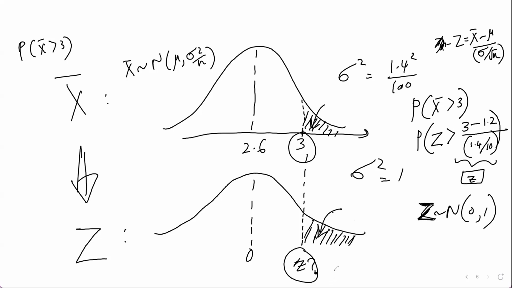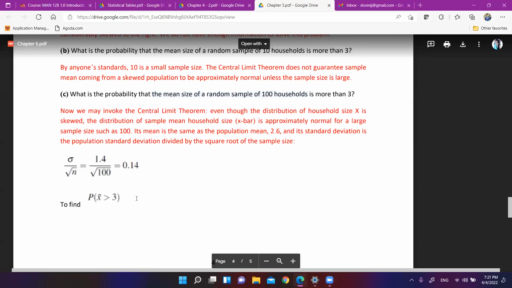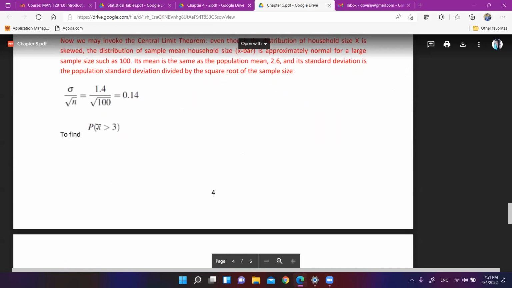It's just a matter of reading from the table. Right? We'll see. I think the answer is there. Let's see. So we have to compute this one. This should be capital X. Okay.